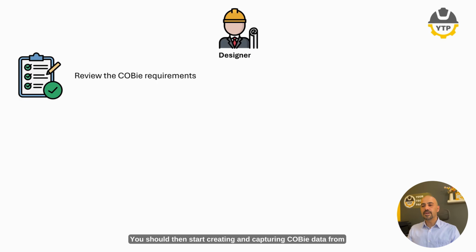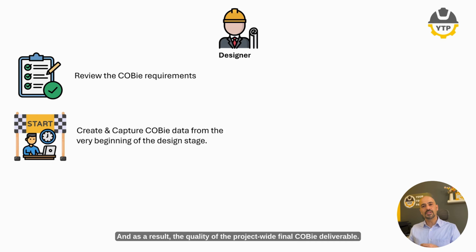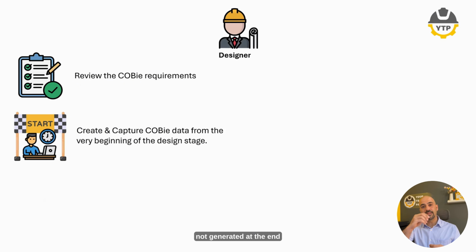You should then start creating and capturing COBie data from the very beginning of the design stage and in a progressive manner. Don't wait until the end. We've seen some design teams delay this work and rely on visual programming tools for what they think is a shortcut to generating COBie at the end, trying to save some time. Well, this might save some time, but it can also compromise the quality of the asset information captured during design stage, and as a result, the quality of the project-wide final COBie deliverable. COBie data is meant to be captured progressively as the design develops, not generated at the end.